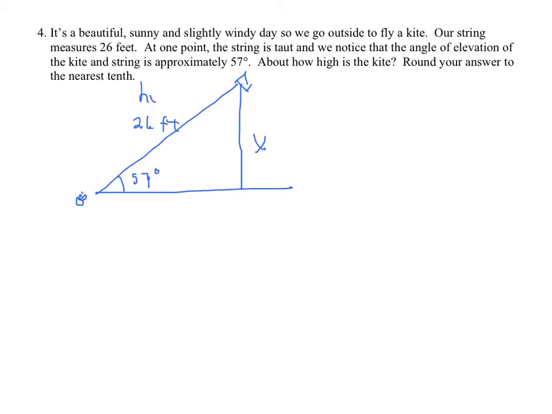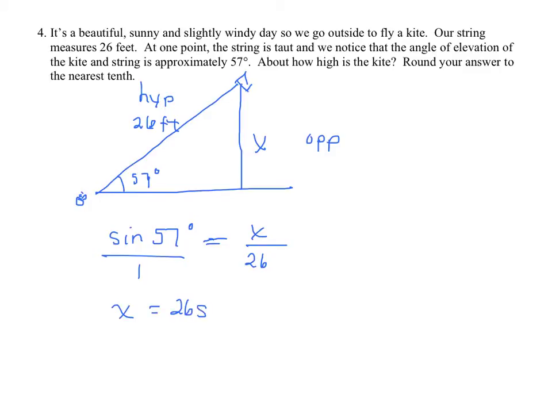Well, this is hypotenuse, and this is the side opposite. So, blammo, what is it? You guessed it. It's the sine of the angle, which is 57 degrees, is equal to x over 26 feet. So I'm going to multiply both sides, cross-multiply. This is an equal to, not a divide. So it's going to be x is equal to 26. Notice how I put the 26 in front of the sine of 57 degrees.